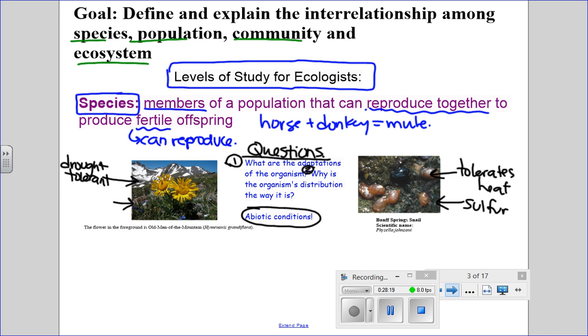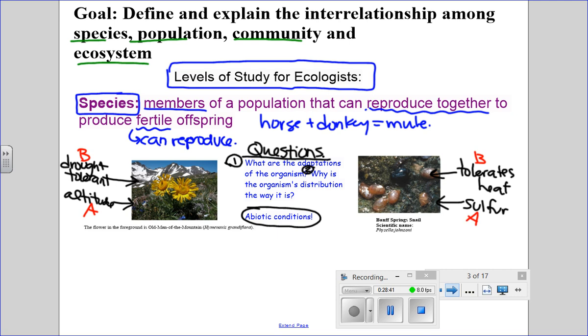It's one of its adaptations. A thing that's abiotic that might affect this particular plant is altitude, because it's on a mountain. So for both organisms, we gave a biotic and an abiotic thing that would affect that species specifically.